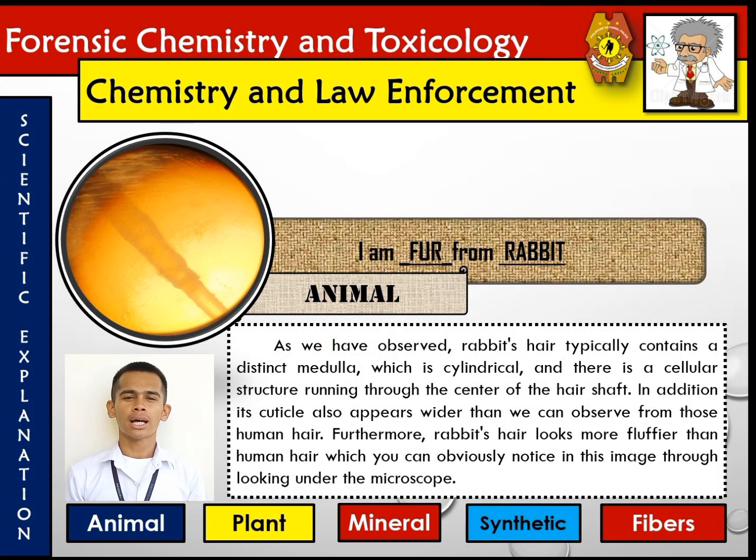Rabbit's hair. As we observe, rabbit's hair typically contains a distinct medulla, which is cylindrical, and there is a cellular structure running through the center of the hair shaft. In addition, its cuticle also appears wider than what we can observe from human hair. Furthermore, rabbit's hair looks fluffier than human hair, which you can obviously notice in the image through looking under the microscope.